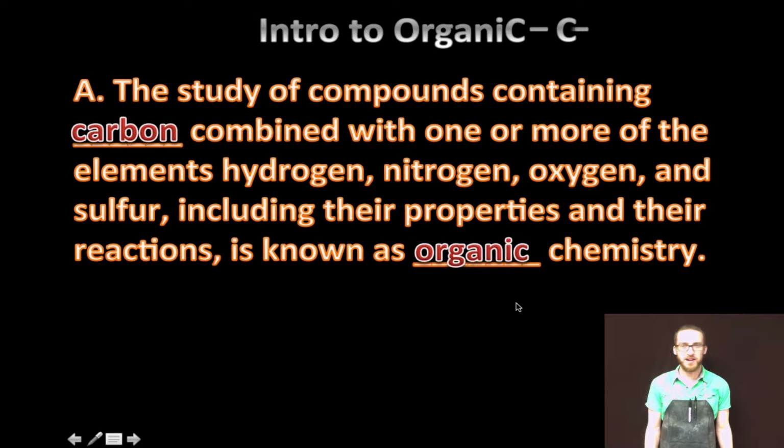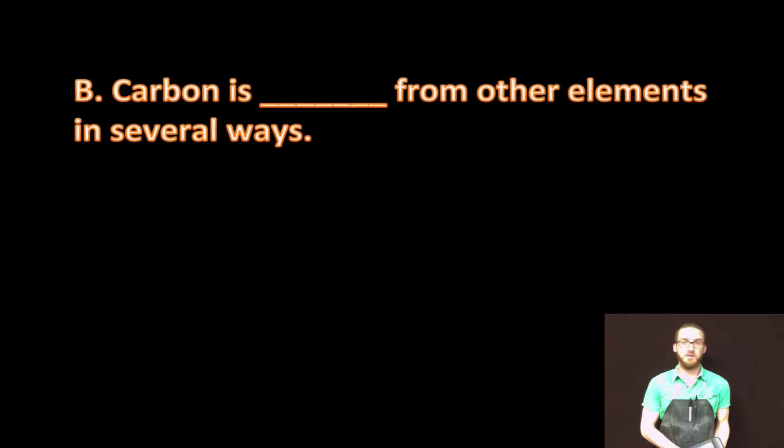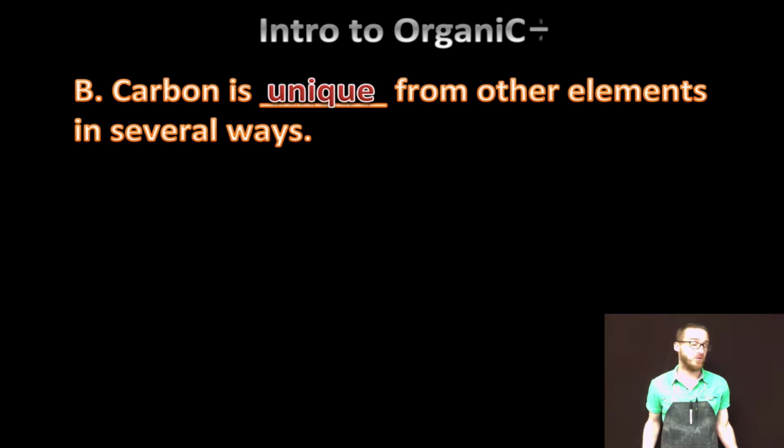Alright, so the study of compounds containing carbon combined with one or more of the elements hydrogen, nitrogen, oxygen, and sulfur, including their properties and their reactions, is known as organic chemistry. Now, before you panic, organic chemistry is a huge field of chemistry unto itself. And we are just going to skim the surface here because you are going to see some organic molecules on the AP Chemistry test.